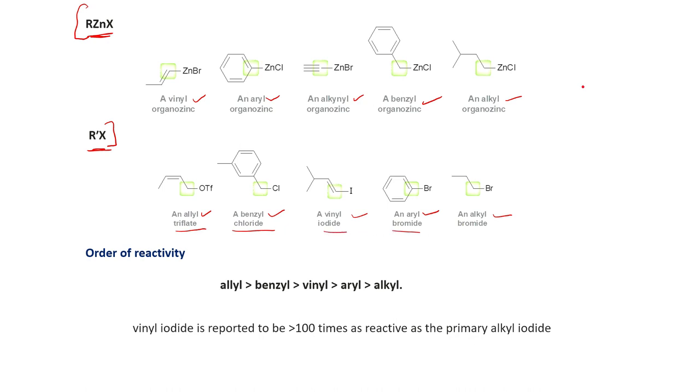So the order of reactivity of organoelectrophiles in the Negishi reaction: it will be allyl. This allyl will be much more reactive compared to benzyl, and benzyl will be more reactive compared to vinyl, and aryl will be more reactive compared to alkyl group. So vinyl iodide is reported to be 100 times more reactive compared to primary alkyl halide. So this is about the reactivity.